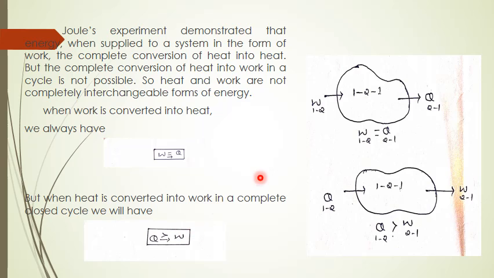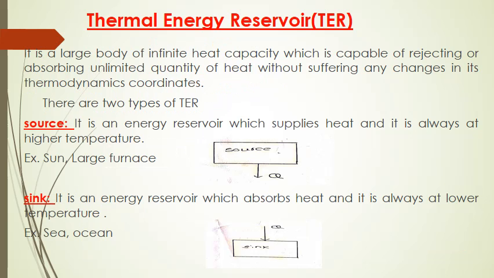So this says that heat and work are not completely interchangeable forms of energy. Work is considered to be high grade energy compared to heat. Now the thermal energy reservoir, in short TER. A thermal energy reservoir is a large body of infinite heat capacity which is capable of rejecting or absorbing an unlimited quantity of heat without suffering any changes in its thermodynamic coordinates.